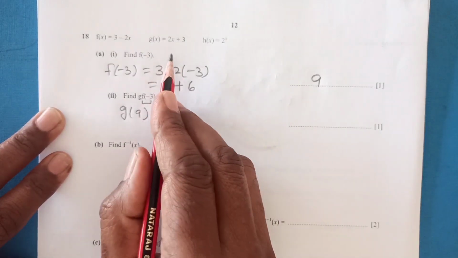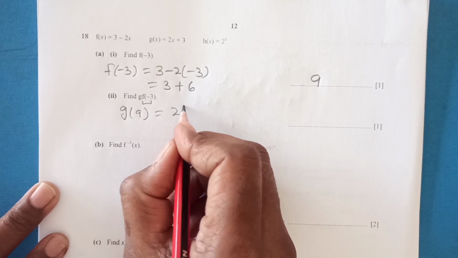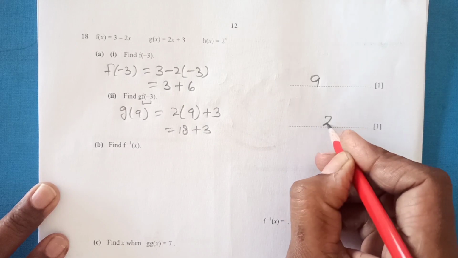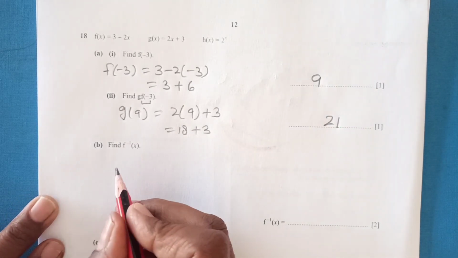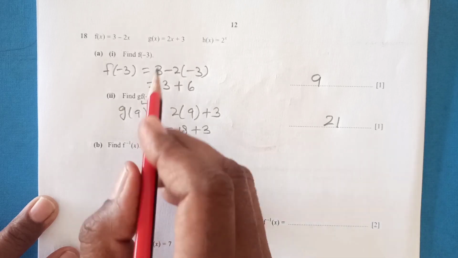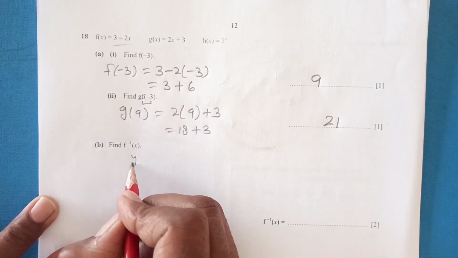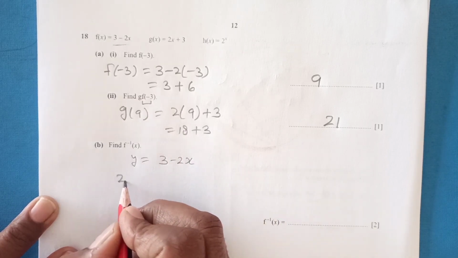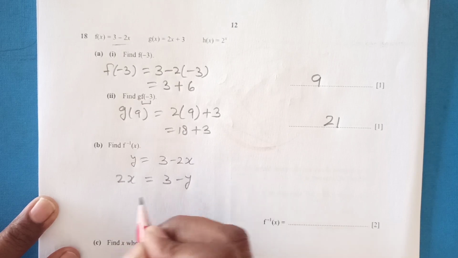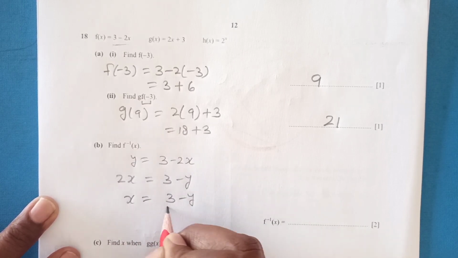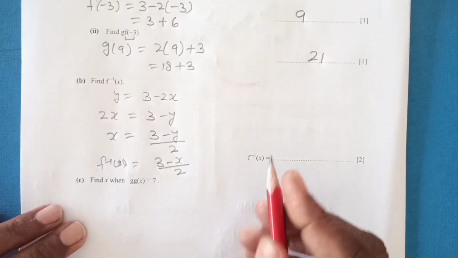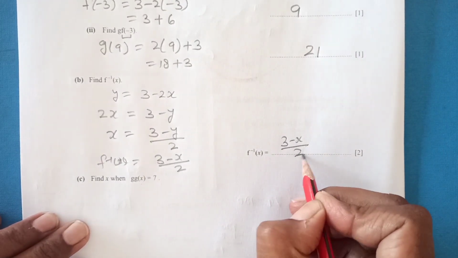Now g of f(-3), f(-3) we just got it, 9, right? So now we are going to substitute here in g. So this is going to be 2 into 9 plus 3. This is 18 plus 3, it is 21. Okay. Now the next one, f inverse x. So we have f(x) equals 3 minus 2x. Now making x the subject. Bring 2x this side, 3 minus y. So x is 3 minus y over 2. So this is f inverse x. Then we are going to replace this y by x. So this is the final answer, 3 minus x over 2, right?